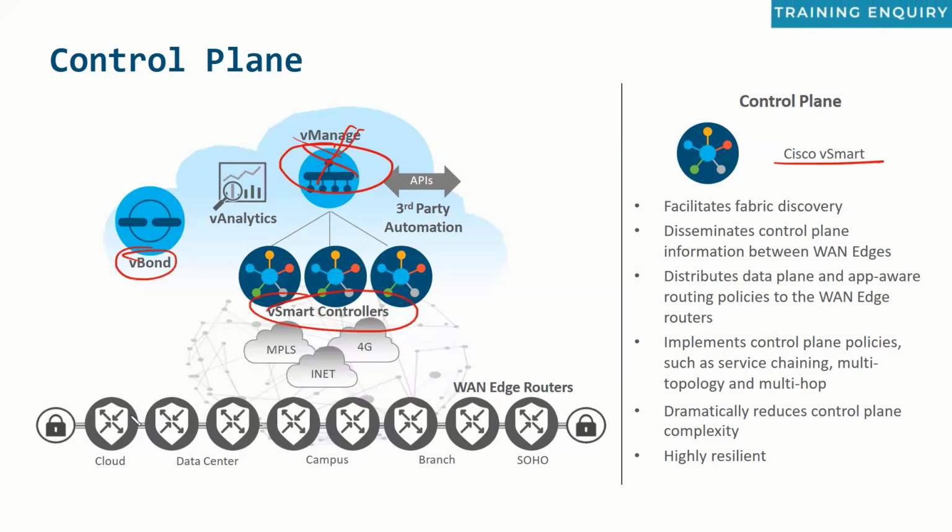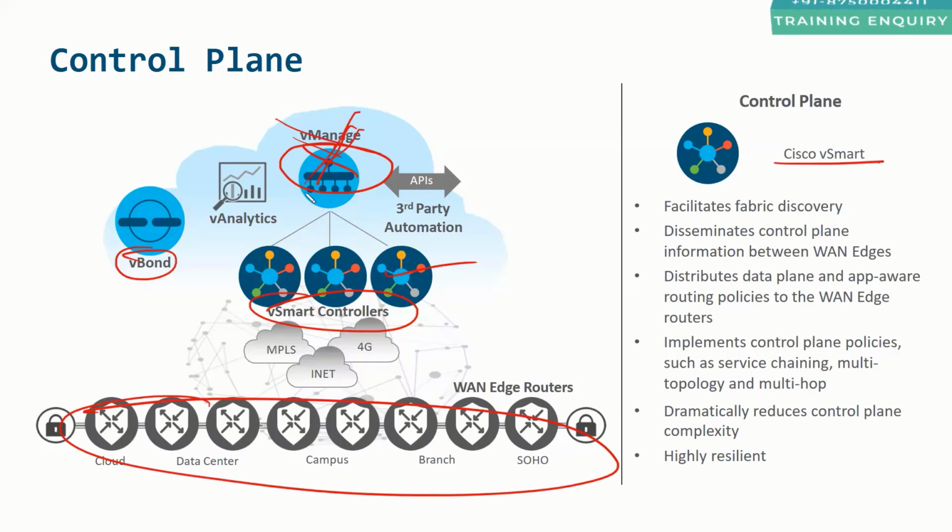So if you have routers already participating in your topology, vSmarts participating in your topology, and now vManage suddenly goes down, let's say due to any reason, it crashed or whatever, there will not be any impact on your existing connectivity or any other component.